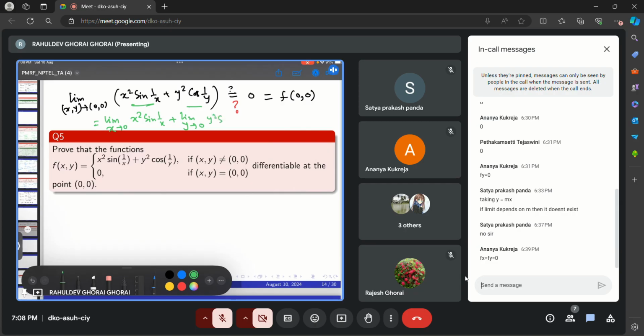Okay, y square cos 1 by y, and what you see is the sine 1 by x function is bounded. Sine function is bounded, so x square is converging to 0, and sine 1 by x, as x tends to 0, is also bounded. X is not equal to 0, x is tending to 0, it's bounded, so this quantity will be 0, and this quantity will also be 0, so the limit will be 0. The function is continuous. It does not imply it is differentiable, but it's continuous. Okay, you can check like this.